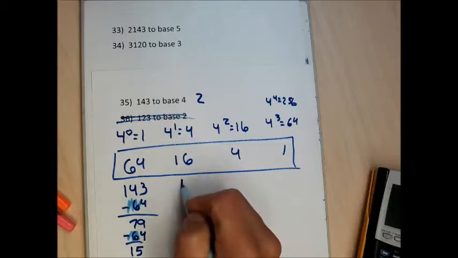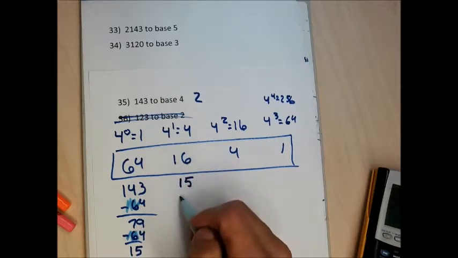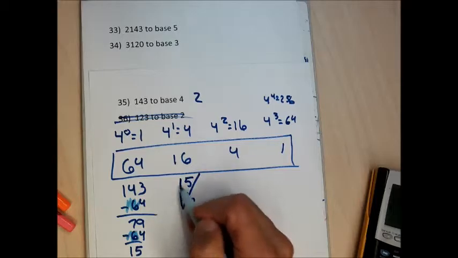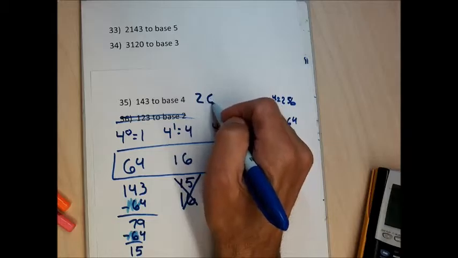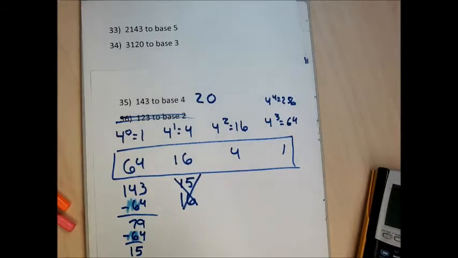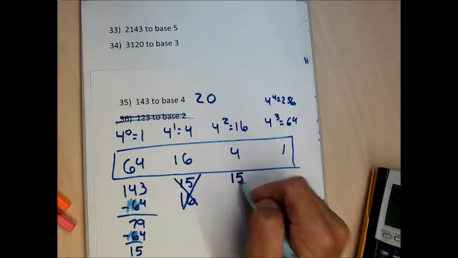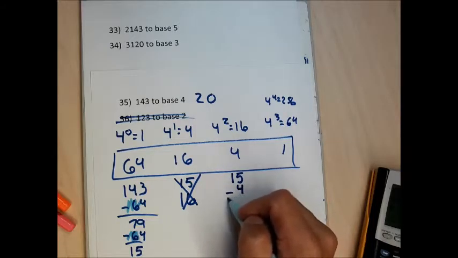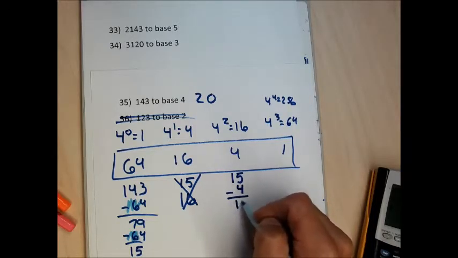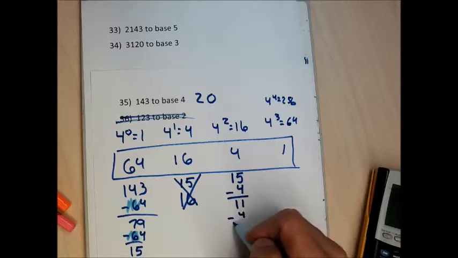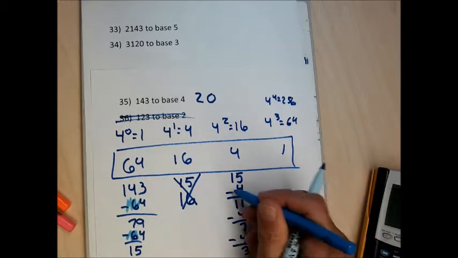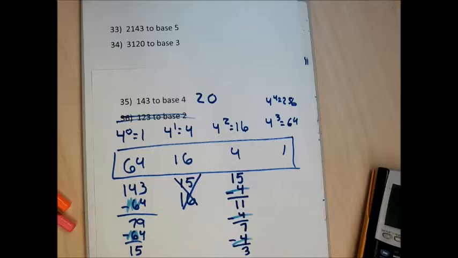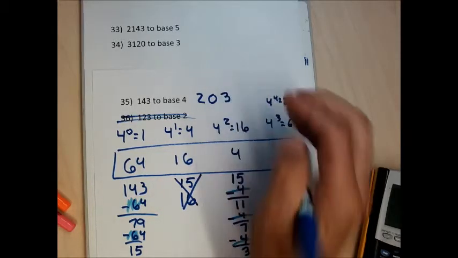Now I'm going to carry my remainder over, and I want to subtract 16. 15 minus 16 would give me a negative. I'm not allowed to subtract it. I cross it out, put a 0 down for my answer, carry the 15 over to the next column, which is subtracting 4. 15 minus 4 is 11. 11 minus 4 is 7. 7 minus 4 is 3, and now I'm less than 4, so I'm done subtracting. I was able to subtract 3 times. The next number in my answer is going to be a 3.